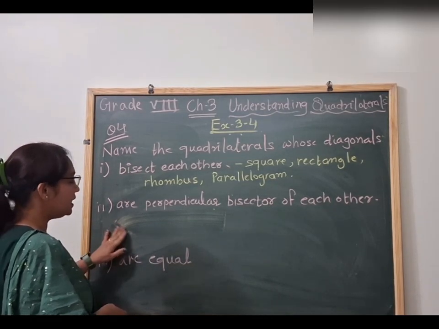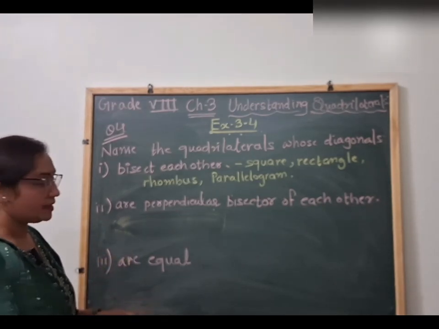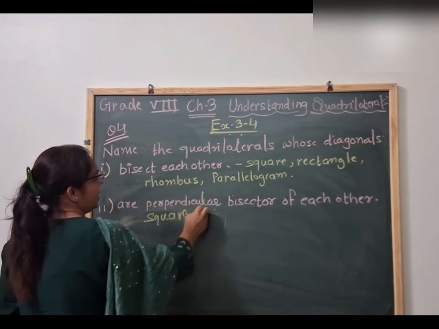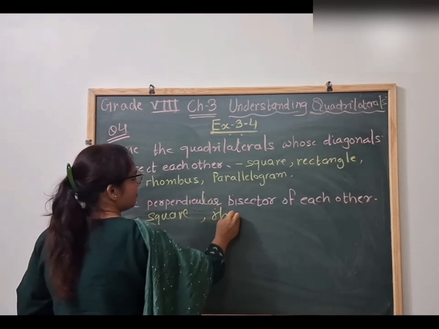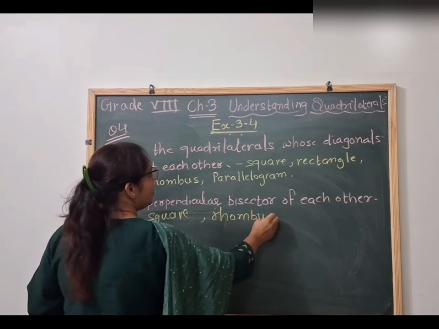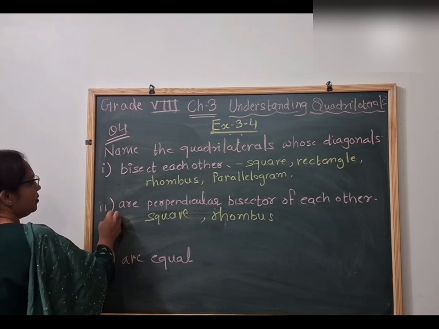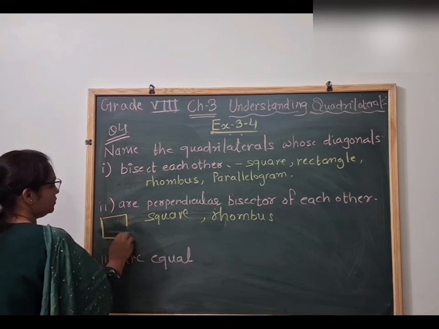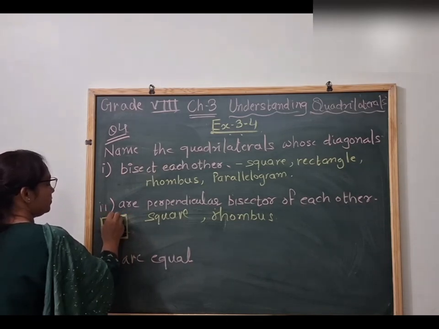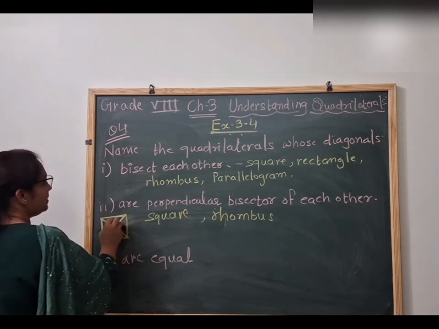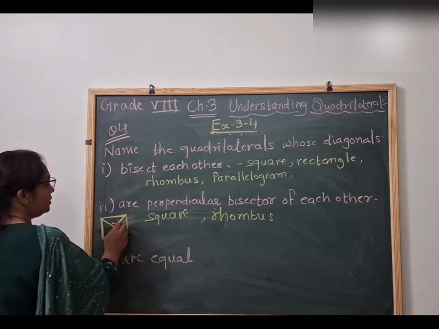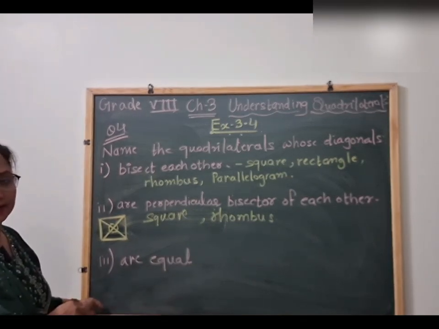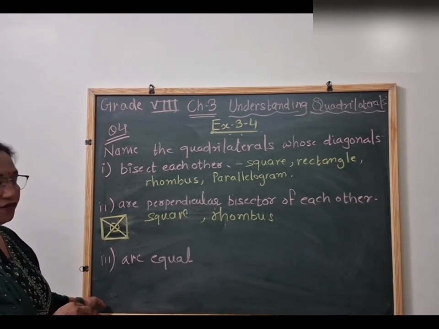So here we can say the shapes wherein all the sides are equal. That means square and rhombus. What is the meaning of perpendicular bisector? Suppose in this square the diagonals are perpendicular bisectors, it means they intersect each other at 90 degrees. They form 90 degree angles where they bisect. This is what is called perpendicular bisector of each other.